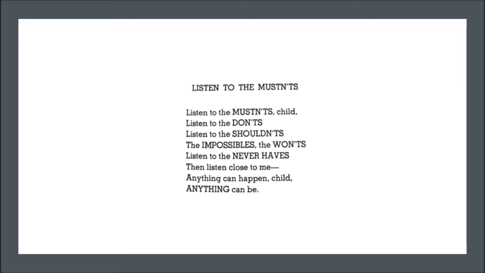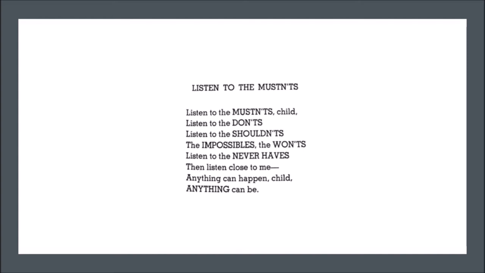What is the speaker's point of view in this poem? The speaker is telling the reader that they should listen to the people who tell them they can't do things because anything can happen. I think the speaker wants the reader to do things that they are being told are impossible or never have happened.